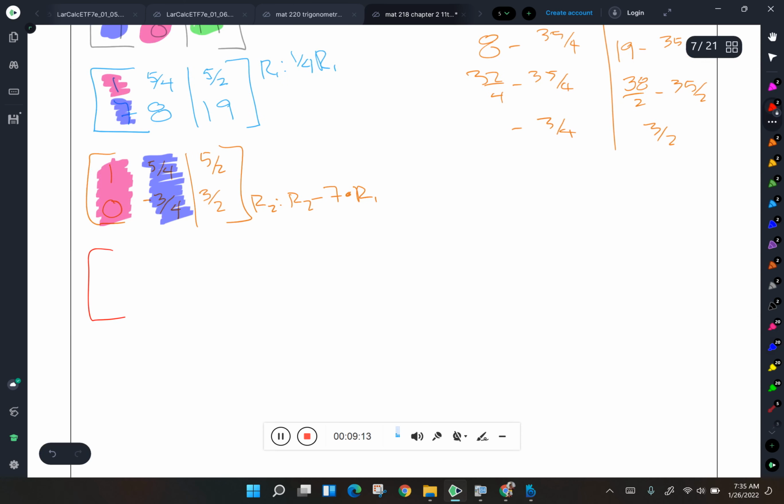So I'll leave the first row alone: 1, 5/4, 5/2. But I'm going to take row 2 and replace it with negative 4/3 row 2. Because when I multiply that negative 3/4 times the negative 4/3, it'll turn it into a 1. So 0, 1, and then I've got to do 3/2 times negative 4/3. So the 3's cancel and I get negative 2.